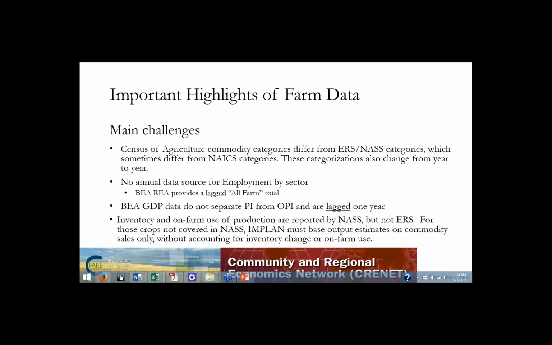And so we try where we can to get production values, but they are only released by NASS, not by ERS, and they don't have the same crop coverage between those two. So for those crops not covered in NASS, we have to base our output estimates on commodity sales. So again, output isn't always equal to sales, but in some cases we only have sales to work with. So those are some of our main challenges that we deal with every year.